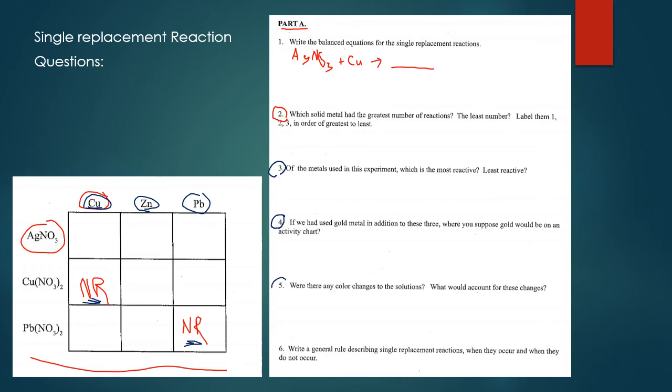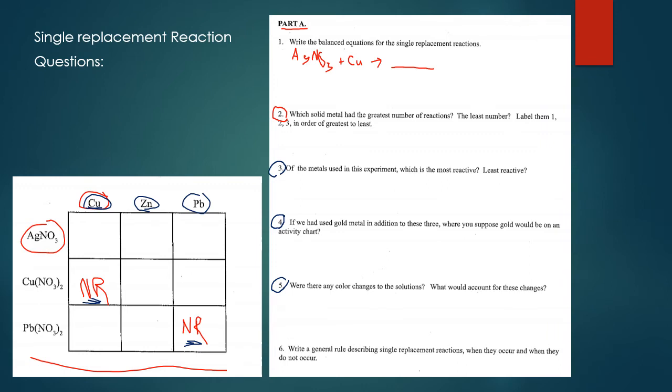Number 5, it's just asking you to summarize your observations. Did you see any color changes in any of the solutions? If you saw a color change, what does that indicate? So does it indicate a reaction occurring? Does it indicate no reaction? So just answer that accordingly.